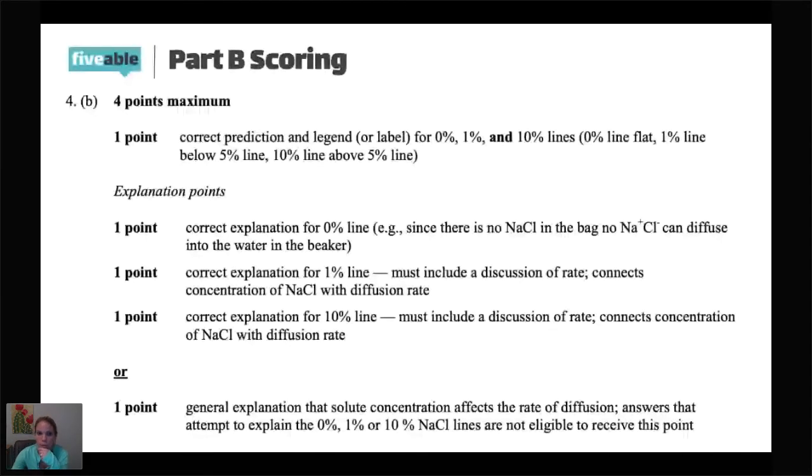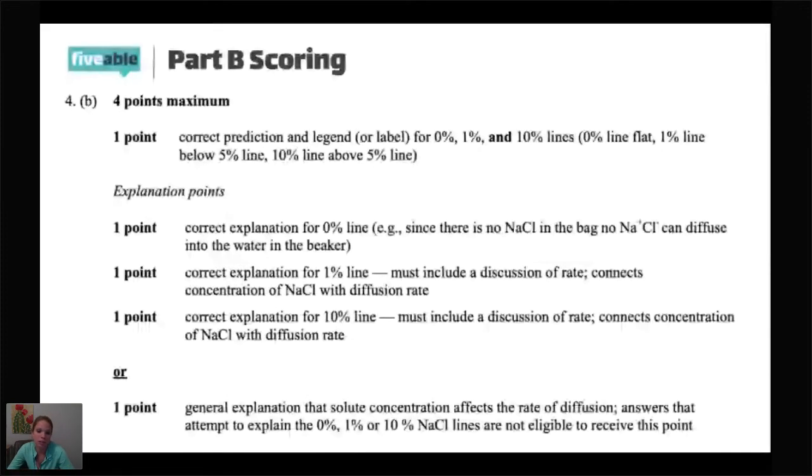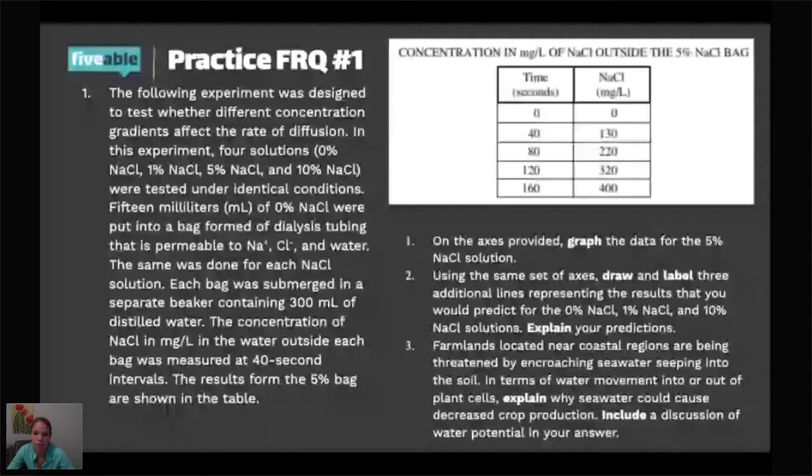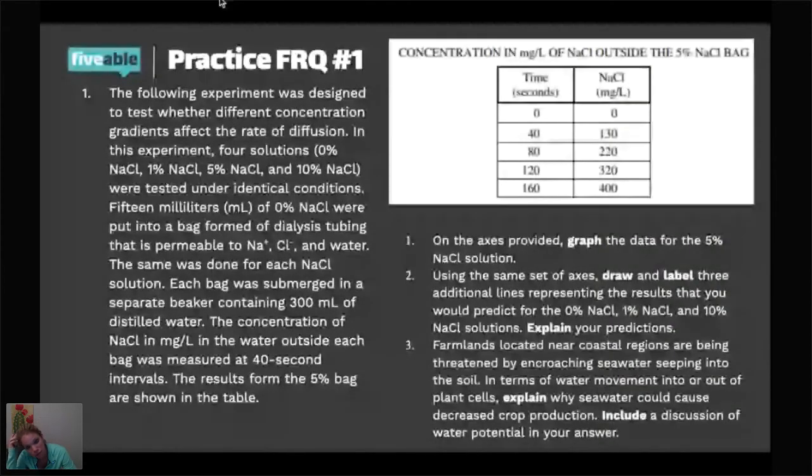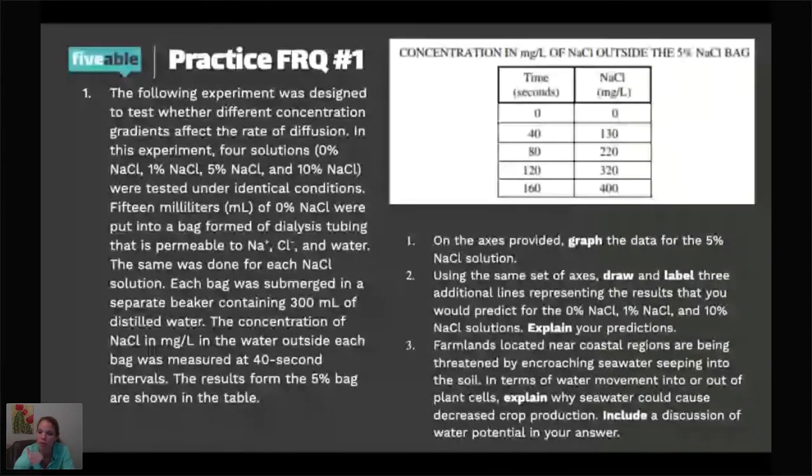Okay, I'm going to go on to part C. So part C is going to say farmlands located near coastal regions are being threatened by encroaching seawater seeping into the soil. In terms of water movement into or out of plant cells, explain why seawater could cause decreased crop production. Include a discussion of water potential in your answer. So again, we haven't talked much about tonicity yet. We haven't talked much about that water potential.